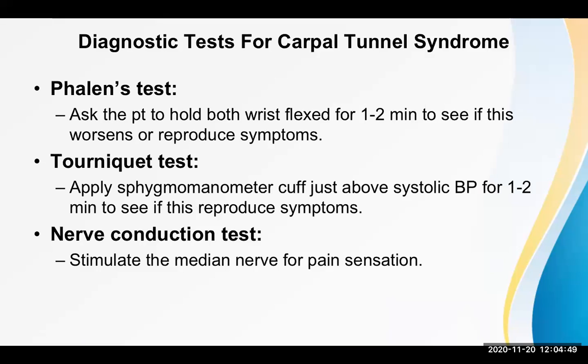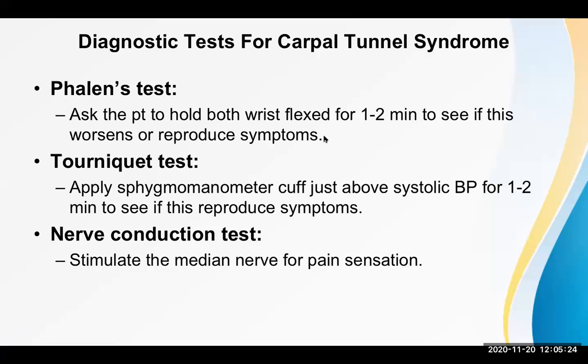There are certain diagnostic tests you can do in a patient. So what are those? You have already suspected carpal tunnel syndrome from those important symptoms and signs, but what are the diagnostic tests we can do? One is called Phalen's test. Phalen's test means ask the patient to hold both wrists flexed for 1 to 2 minutes to see if this worsens or reproduces the symptoms.